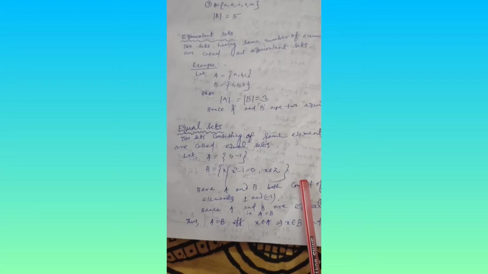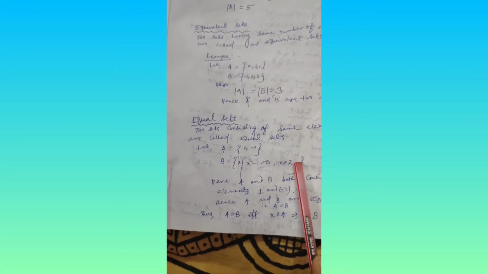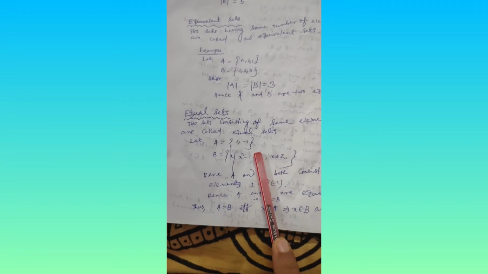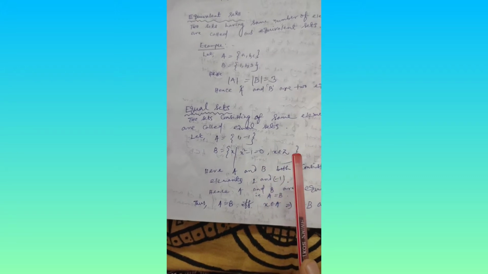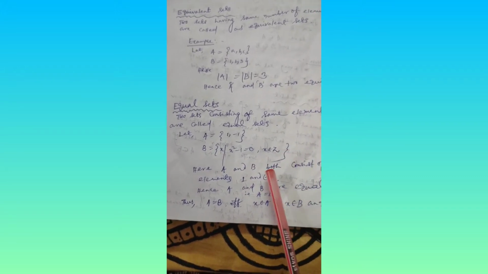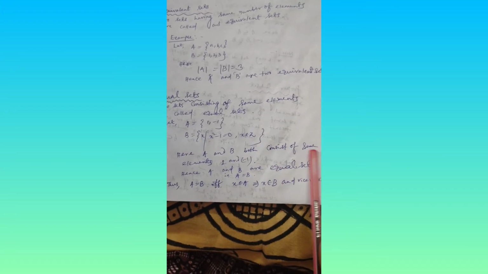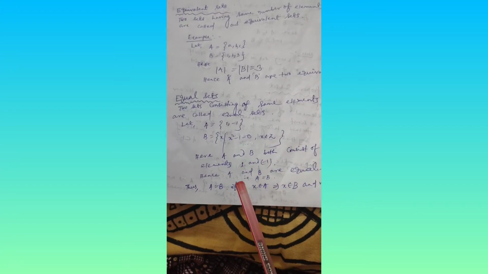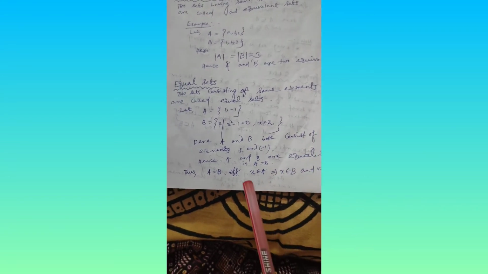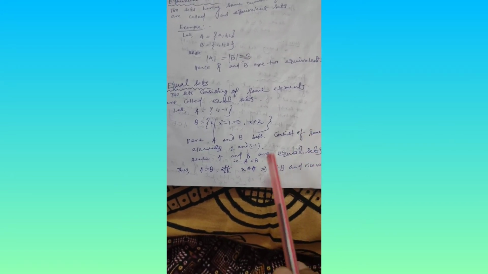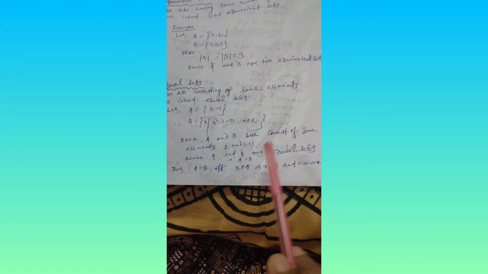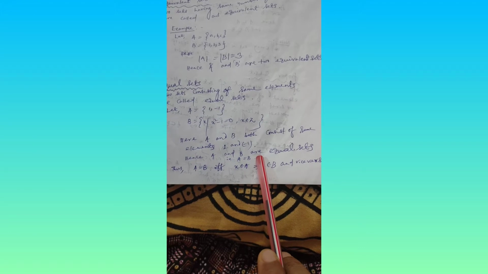Equal sets. Two sets having the same elements are called equal sets. We consider the set A having elements 1 and minus 1. B is the set of all x such that x squared minus 1 is equal to 0 and x is an integer. Here A and B both consist of the same elements 1 and minus 1. Hence A and B are equal sets. Thus A is equal to B. Therefore set A is equal to set B if x belongs to A implies that x belongs to B, and x belongs to B implies that x belongs to A.